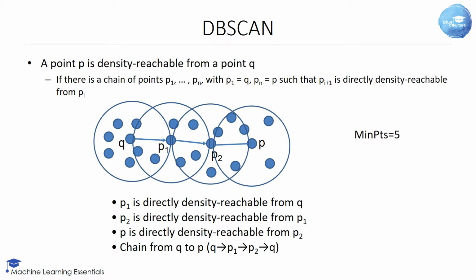A point P is density reachable from a point Q if there is a chain of points P1, P2, until Pn, with P1 equals Q and Pn equals P, such that Pi+1 is directly density reachable from Pi. You can see this illustrated if min-PTS equals 5. You can see that P1 is directly density reachable from Q. P2 is directly density reachable from P1. P is directly density reachable from P2. Hence, there is a chain from Q to P.